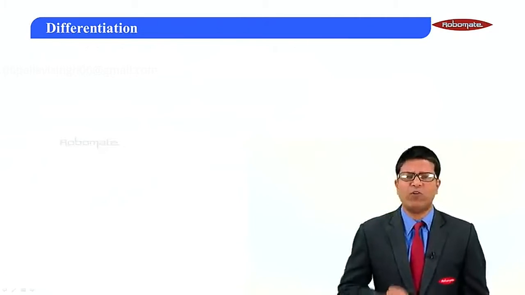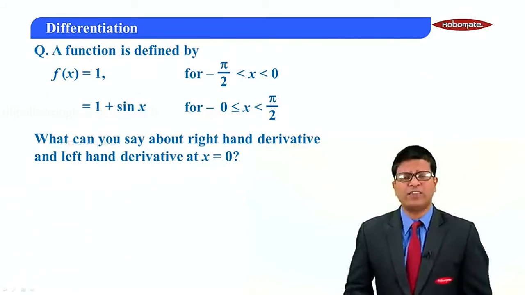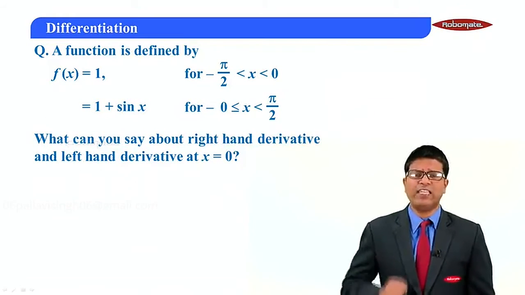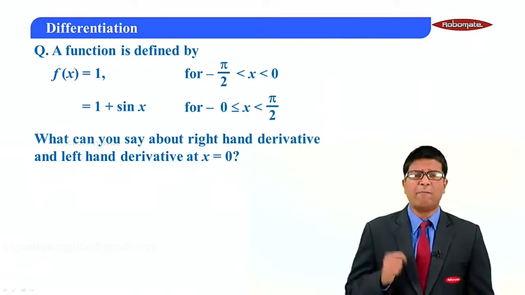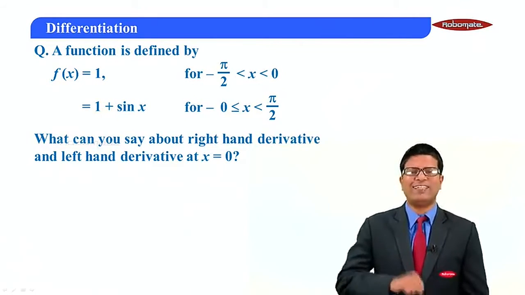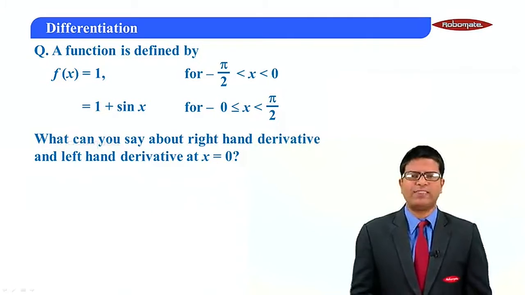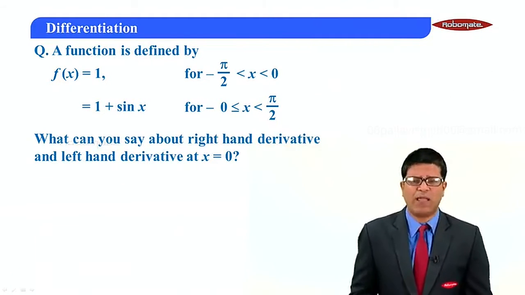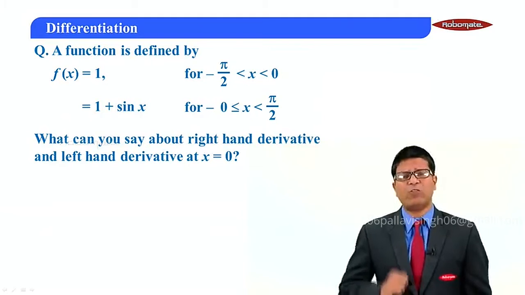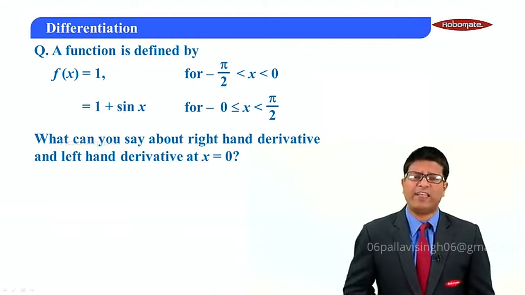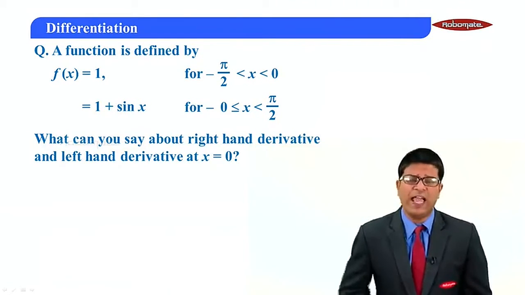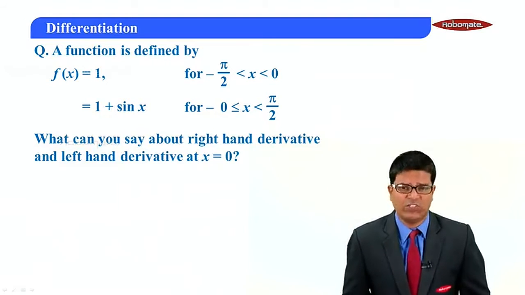Let us start with one more problem. A function is defined by f(x) = 1 for -π/2 < x < 0, and 1 + sin x for 0 ≤ x < π/2. What can you say about the right hand derivative and the left hand derivative at x = 0? And we need to discuss the continuity also.